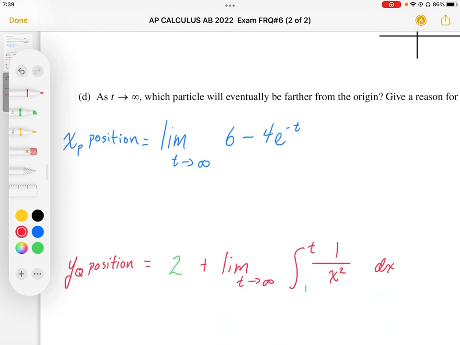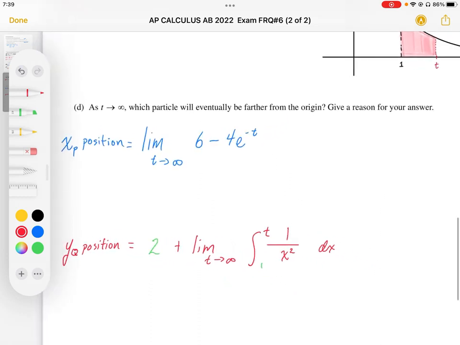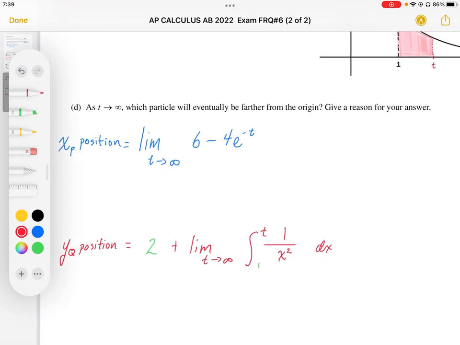For part D, it says, as t goes to infinity, which particle will eventually be farther from the origin? And give reason for your answer. So essentially, we want to know the x position and y position as t goes to infinity. Well, for the x position, we've been given the function 6 minus 4e to the negative t, and we just want to know what happens as t goes to infinity.